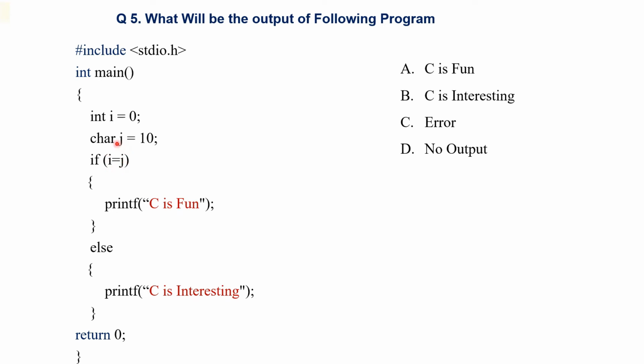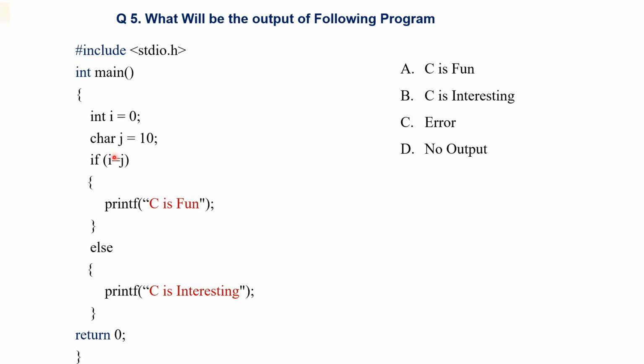So how this will be going to be evaluated? This is an assignment statement, so hence we know that in assignment statement right hand side variable will be stored in left hand side variable. So value of j, that is 10 will be stored in variable I, and hence the value of this expression will be equals to 10.